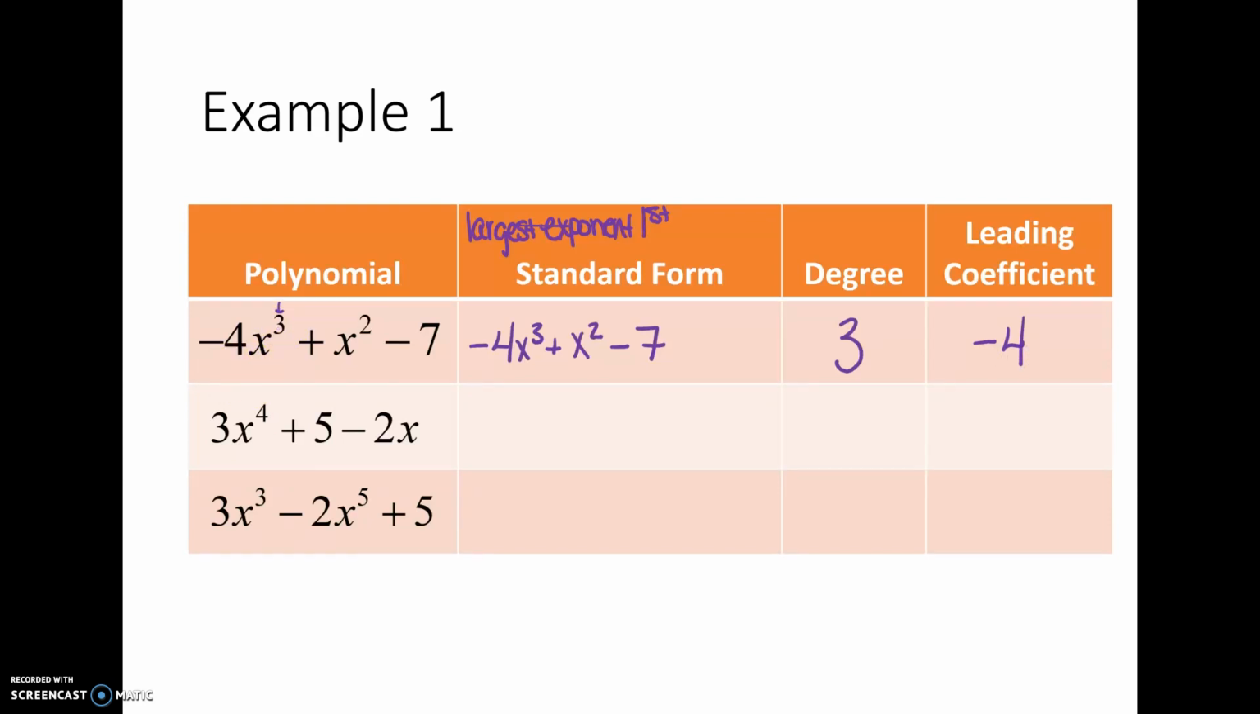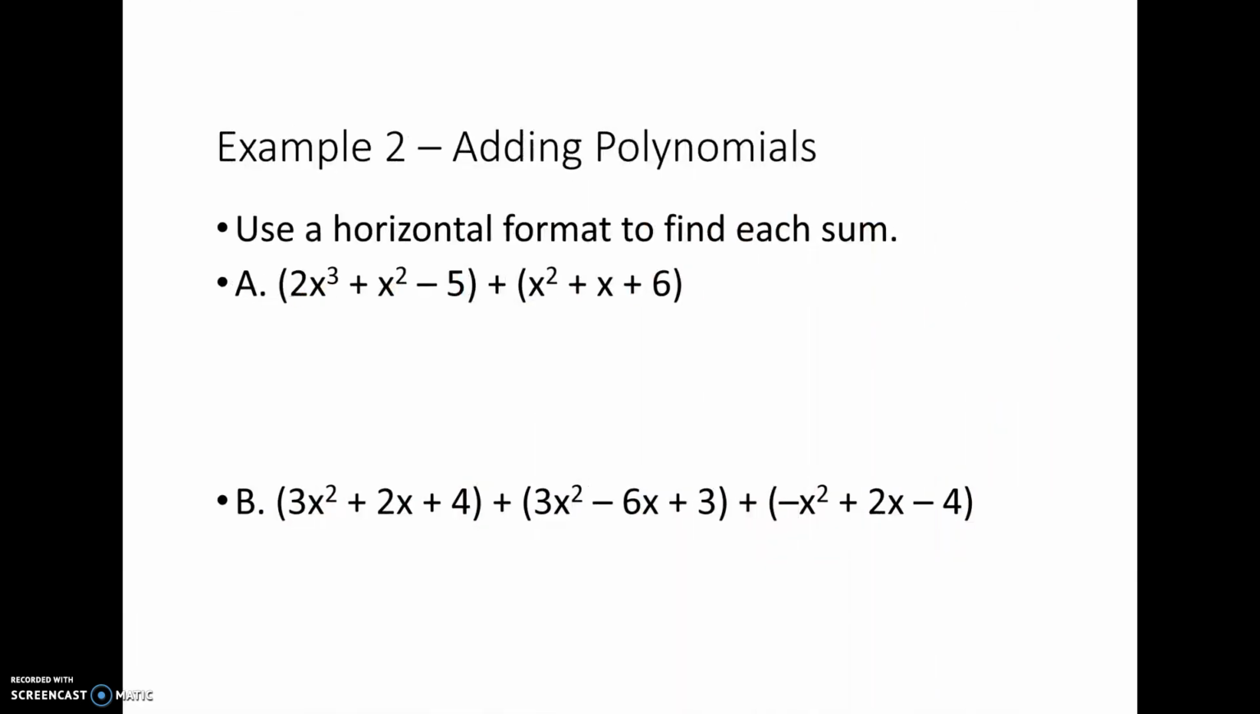The standard form of the next one, you always start with the largest exponent, so 3x to the 4th. Next would be x to the 3rd, then x squared. We don't have either of those. Then this 2x. Because there's a negative in front of it, keep that negative with that term. So -2x. And then our +5 at the end. The degree is the largest exponent.